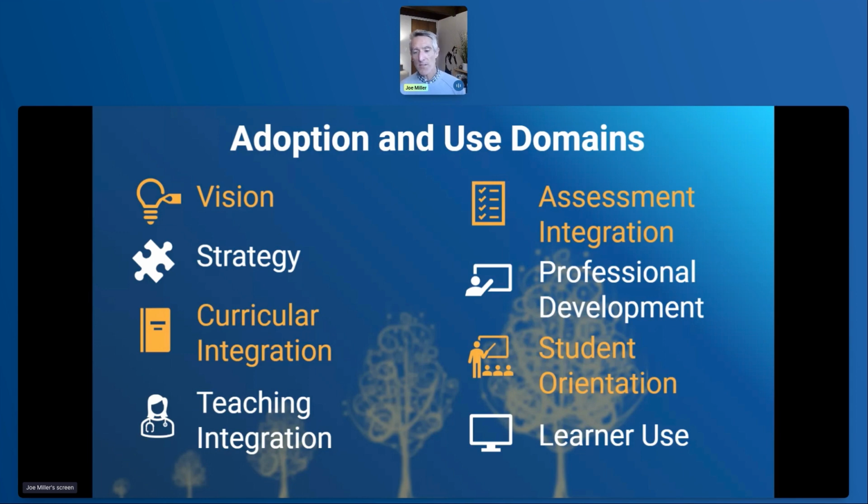These domains were described independently, but taken together, they roll up into those 4 categories. So we still end up with these 4 categories of early adoption, effective adoption, early use, and effective use. So those are the 4 developmental categories.